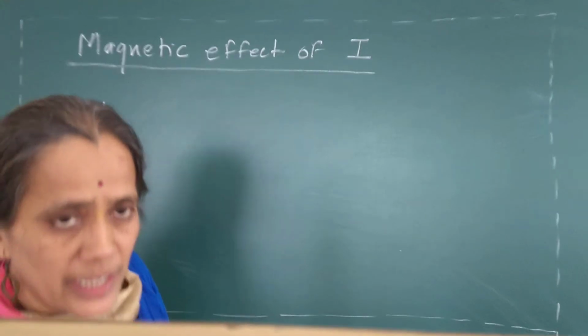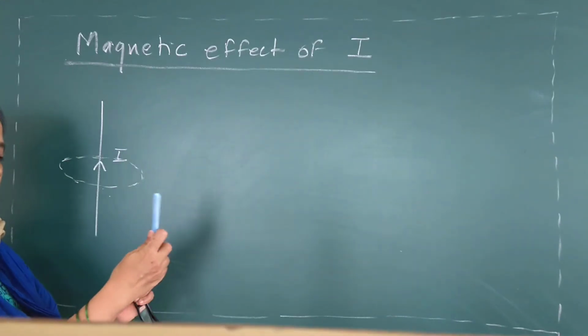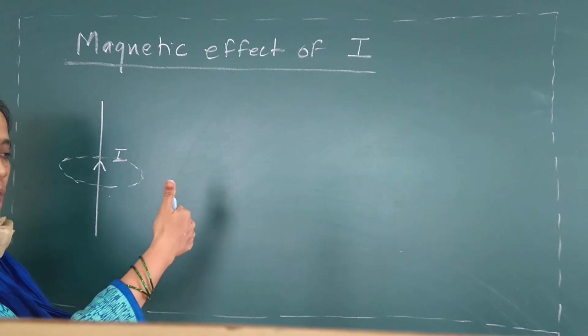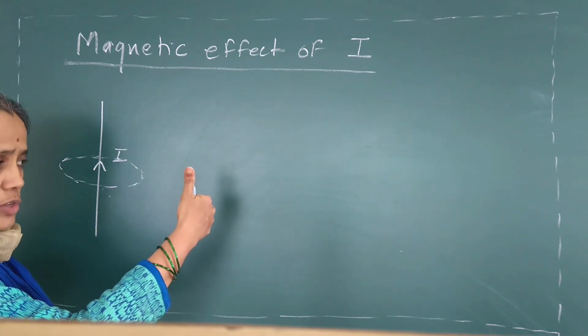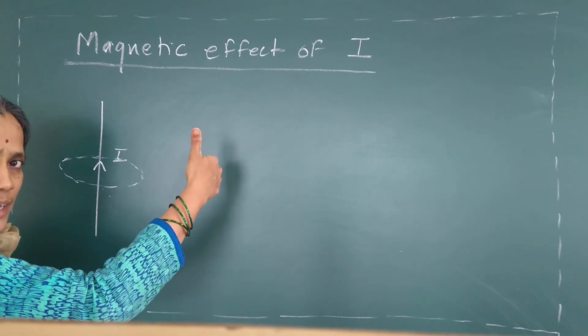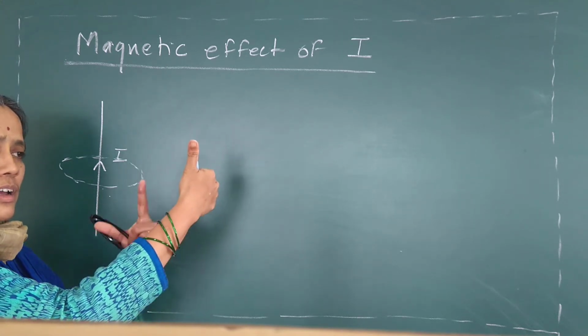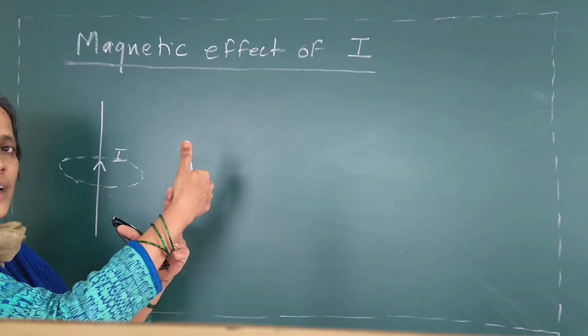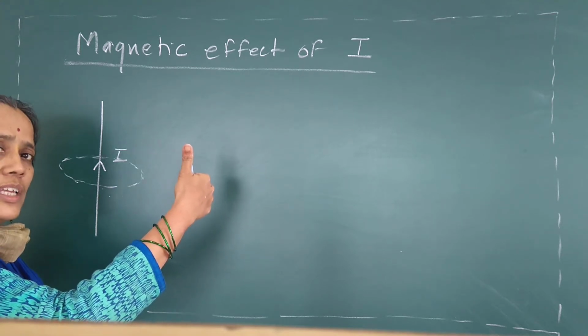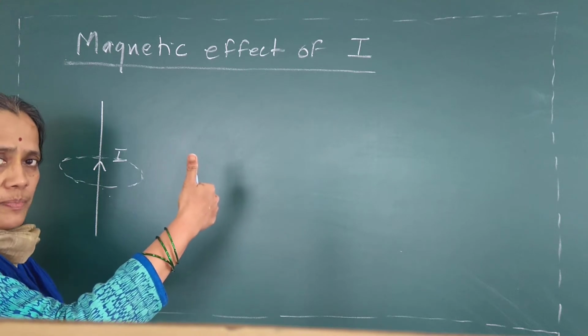If this is the conductor and I am holding that conductor in my right hand with the thumb outstretched, this outstretched thumb indicates the flow of current. Then the curled fingers around this conductor will indicate the direction of magnetic field. This we have seen as the right hand rule.